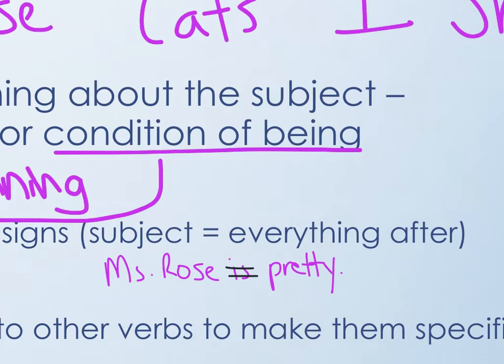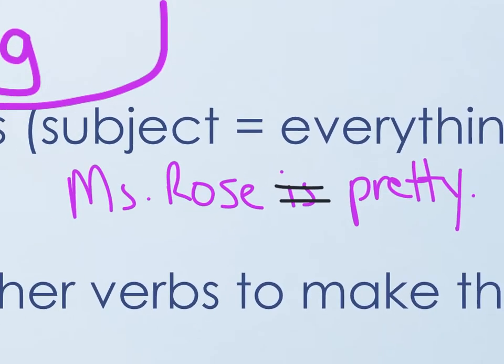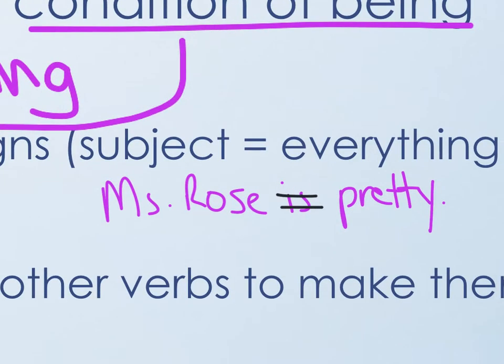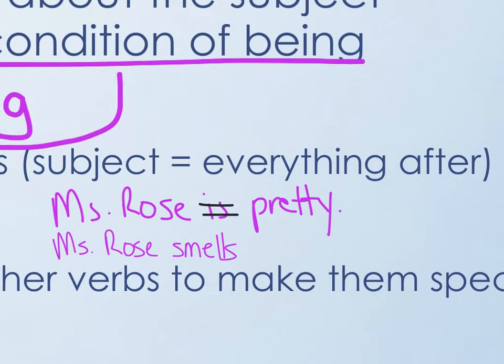Let's do it with a different linking verb, one of the harder ones, like smells, seems. Miss Rose smells... I don't know, lovely. Miss Rose smells lovely. I know you were thinking awful things, students, weren't you? But Miss Rose does, in fact, equal lovely.